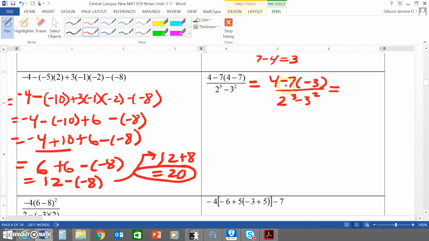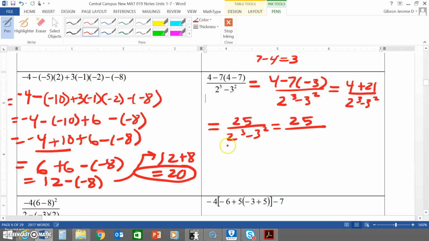So we have a minus sign and multiplication here, because now this parenthesis is a separator. So we will have 4, and you can take minus 7 times a -3, which will give us a positive 21. And we'll carry over our 2 to the third minus 3 squared. Now 4 plus 21 is 25 over 2 to the third minus 3 to the second power. So now our 25 remains in our numerator.